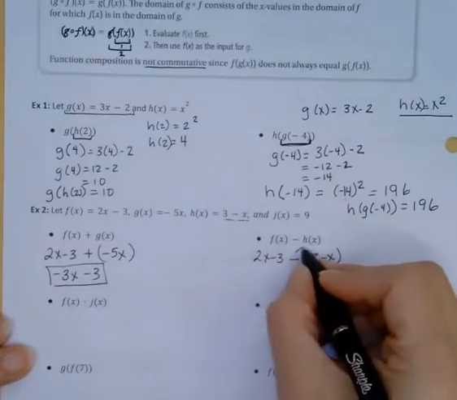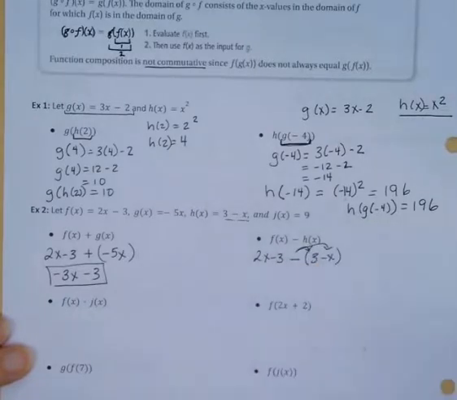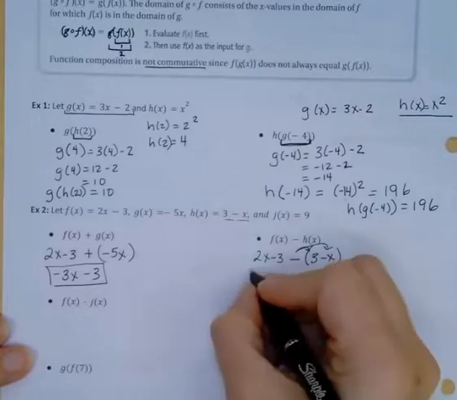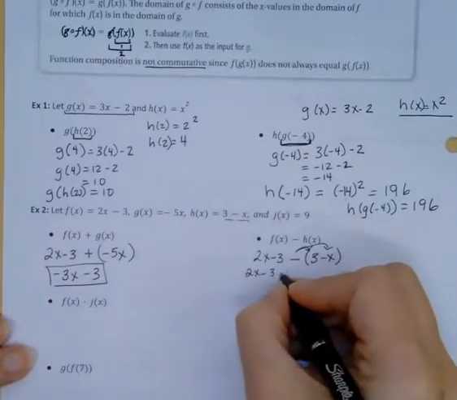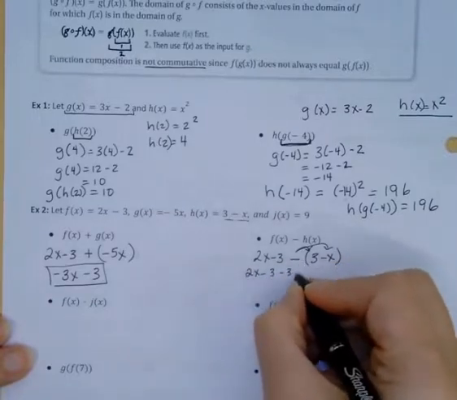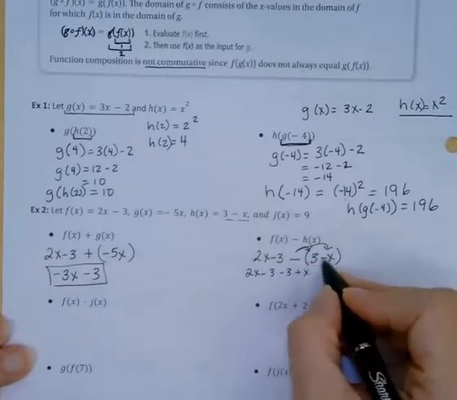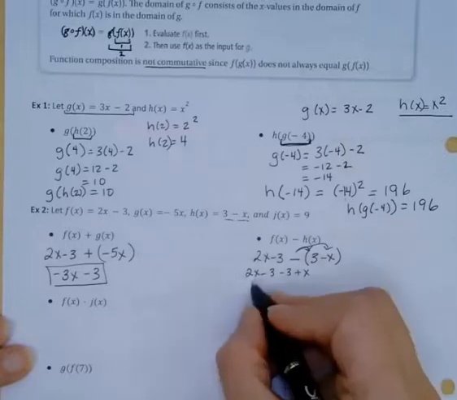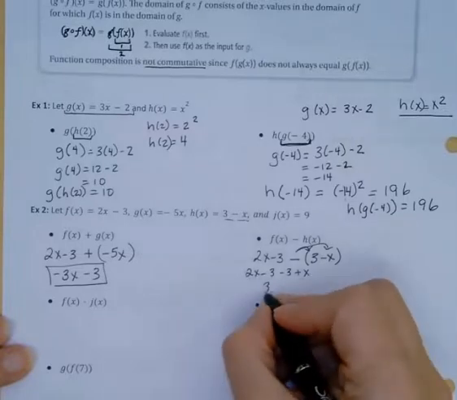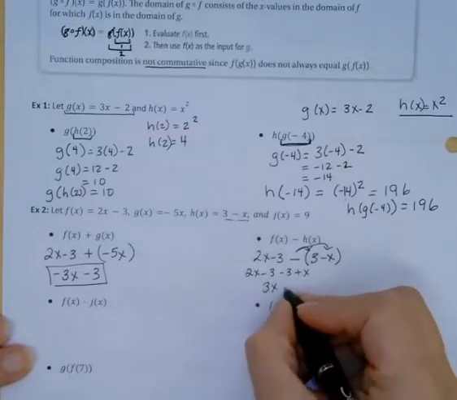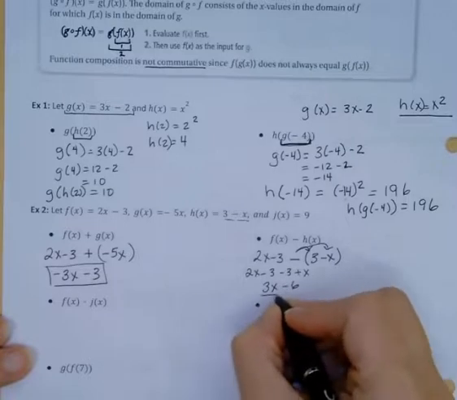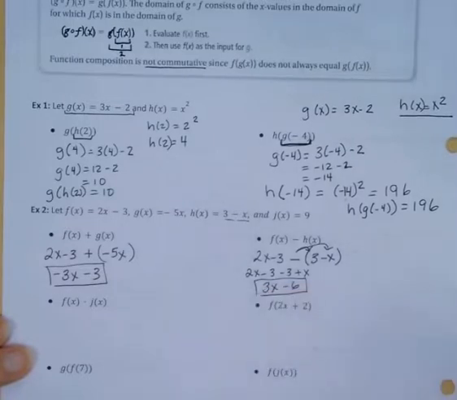So I know that I need to distribute this negative to everybody over there, right? So I have 2x minus 3 plus x. Negative times 3 is negative 3. Negative times negative x is plus x. So 2x plus x equals 3x. Negative 3 minus 3 more is going to be negative 6. So my answer is 3x minus 6.